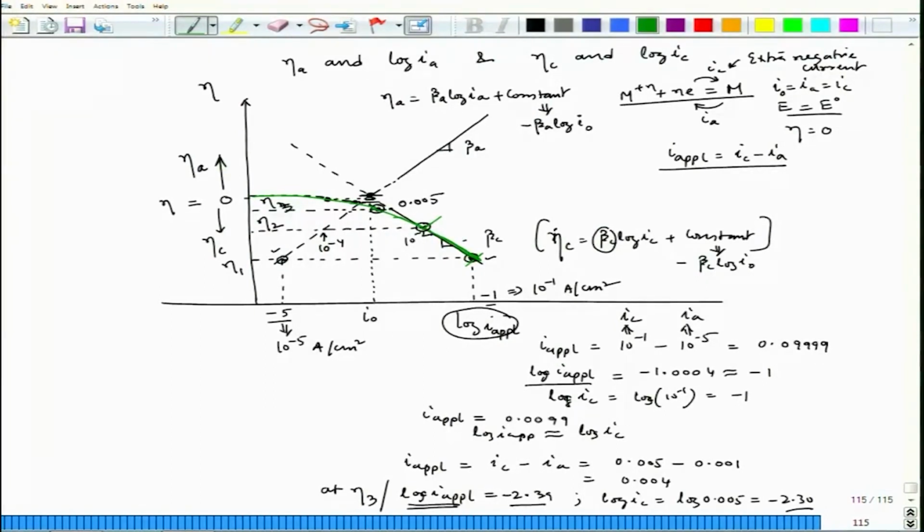Similar situation we can think of on the positive side. There also we can construct this experimental plot in a similar way, where this straight line portion is falling exactly on the eta a versus log I a plot. And in fact, this green line is basically the polarization plot, we call it the Tafel plot.